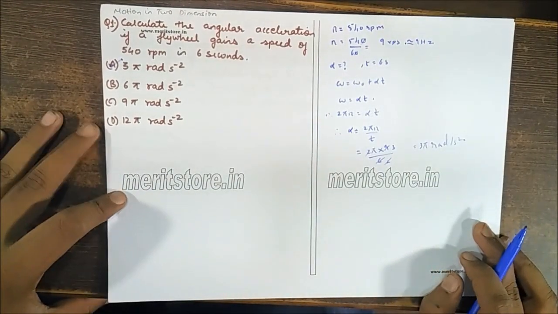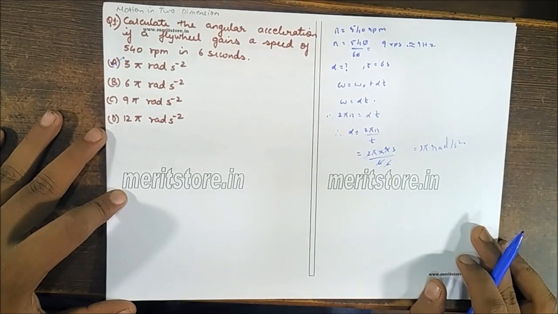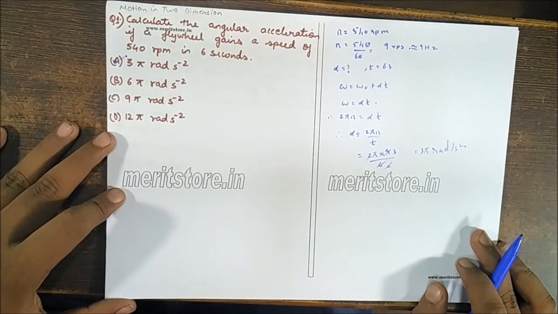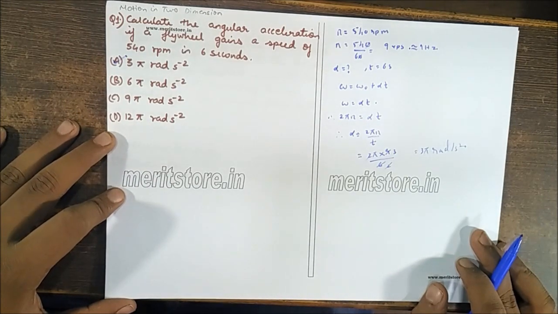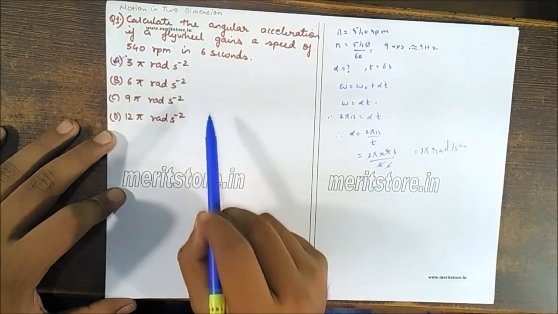Hi, in today's session, we'll discuss all the competitive examination questions and also the tough questions of the entire physics syllabus throughout. Now, dealing with this question, we have to calculate the angular acceleration of a flywheel if a flywheel gains a speed of 540 rpm in 6 seconds.